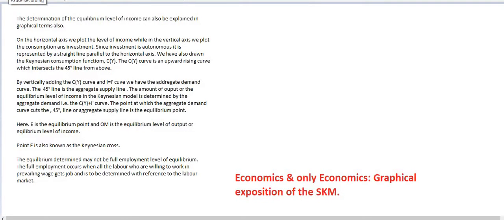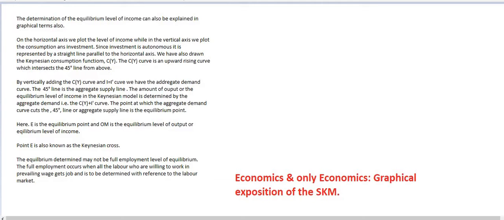Now we will learn how the equilibrium level of income is determined in the simple Keynesian model by means of a graph, or diagrammatically. How the equilibrium level of output in an economy is determined in the simple Keynesian model graphically, that we will learn now.